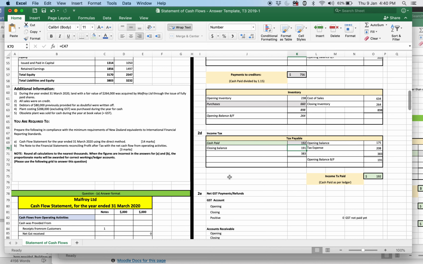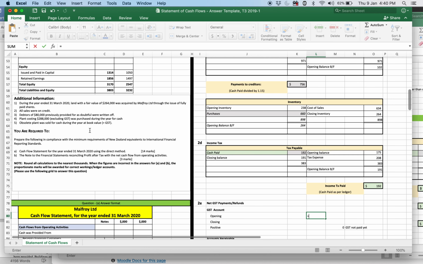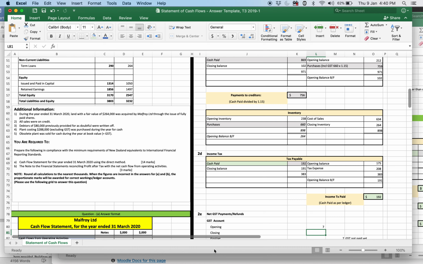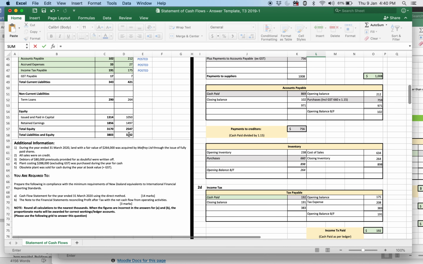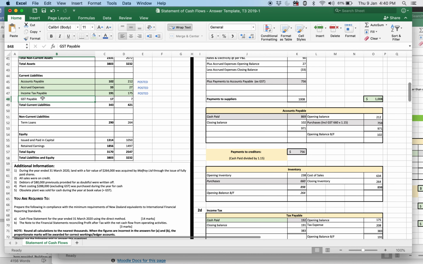GST. Right, GST is the next one. Right, so what's happened in our GST account? Okay, I've got a formula there, which is the L. Okay, what was the opening balance? Okay, so the opening balance of the amount of GST I owed was 7. What was the closing balance? It's got higher. Okay, so that's what's happened with the GST balance.